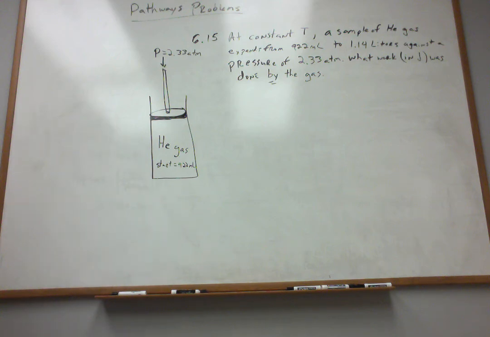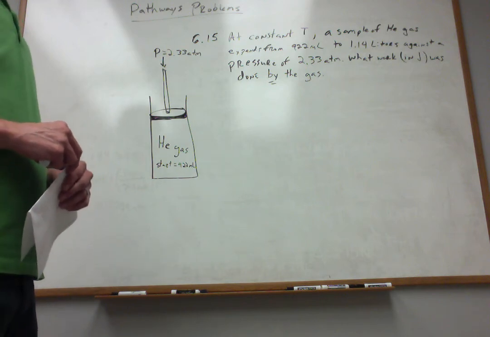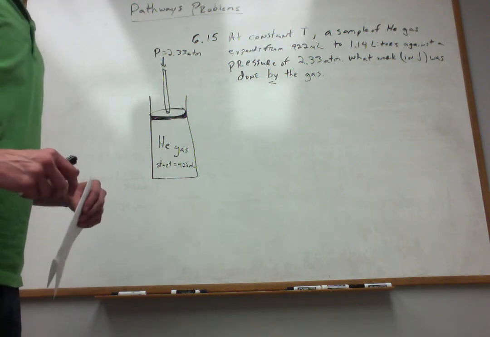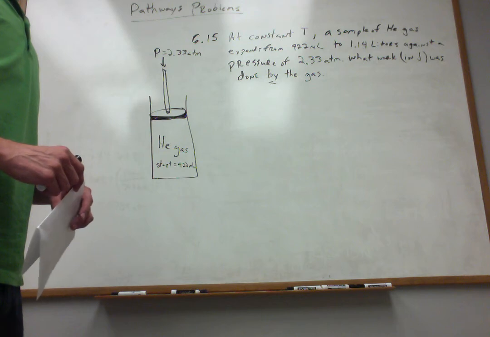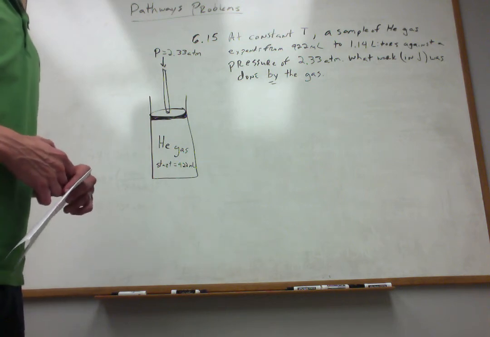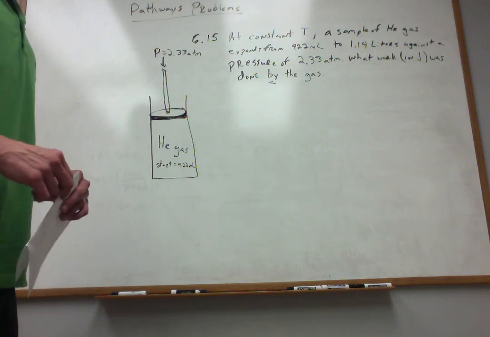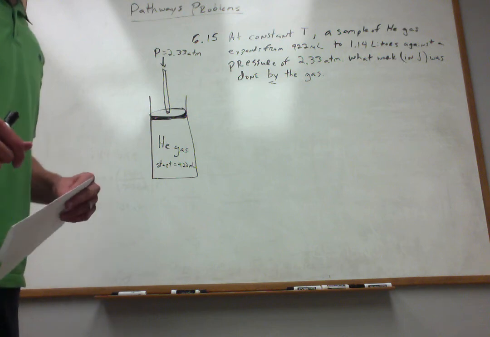Okay, we're going to work Pathways problem 6.15. This reads: at constant temperature, a sample of helium gas will expand from 922 milliliters to 1.14 liters against a pressure of 2.33 atmospheres. We want to know what work, in joules, was done by the gas.